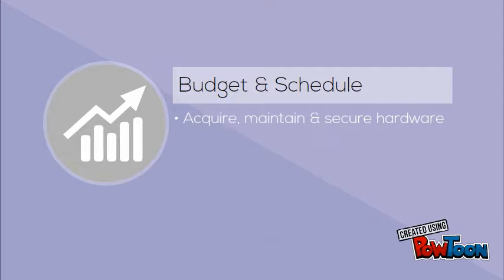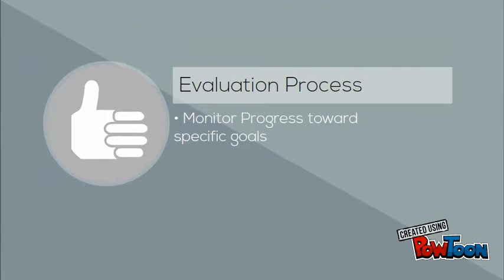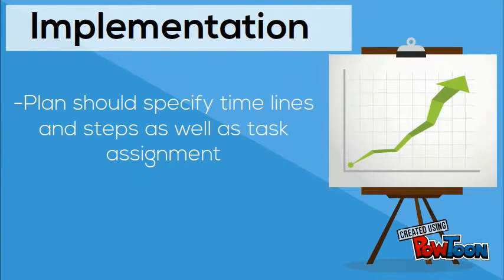Another criteria is that the plan should provide for a sufficient budget and schedule of professional development that will be needed. The final criteria of a technology plan is the evaluation process. It should enable the organization to monitor progress towards the specific goals and make any mid-course corrections if needed in the developments and opportunities.